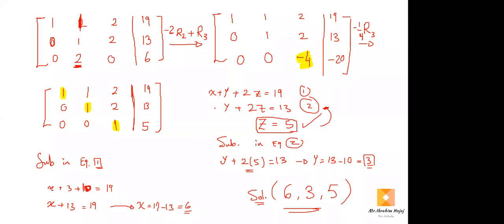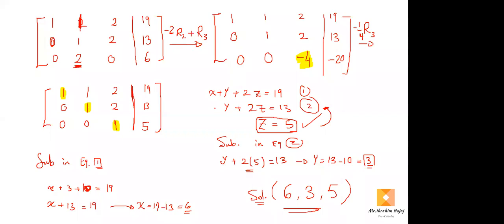Which is not correct. I didn't understand these steps. Now you have y plus 2z equals 13, right? And y is 3, so 3 plus 2z equals 13. Okay, so we have 2z equals 10. Yes, z is 5, correct?